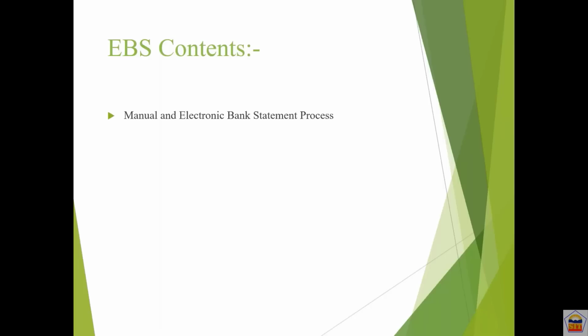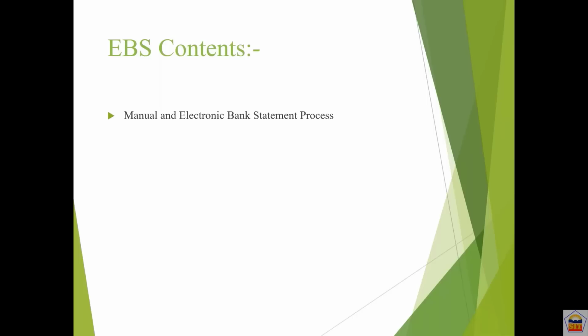We will also cover the manual bank statement, how we can do the manual bank reconciliation, and electronic. In the case of manual, we get the physical statement from the bank, and we do the manual bank statement clearing or reconciliation. In India, we normally get the physical statement from the bank and we punch that statement into the system and do the reconciliation.